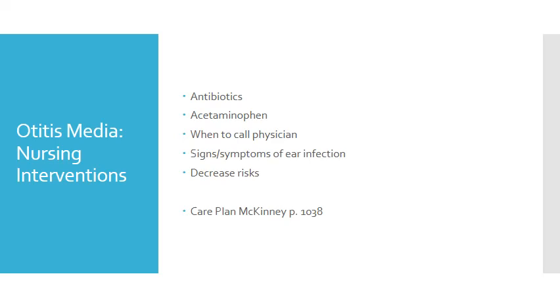Last, we want to decrease the risks. I think I talked about this on the last slide. Teach them about what they can do to decrease the risks for their patient. I think each illness that we talk about has a care plan in McKinney. I've put that page number on the PowerPoint, so you should be able to look at those. You need to be looking at your care plans and be familiar with the information that is in your care plan.